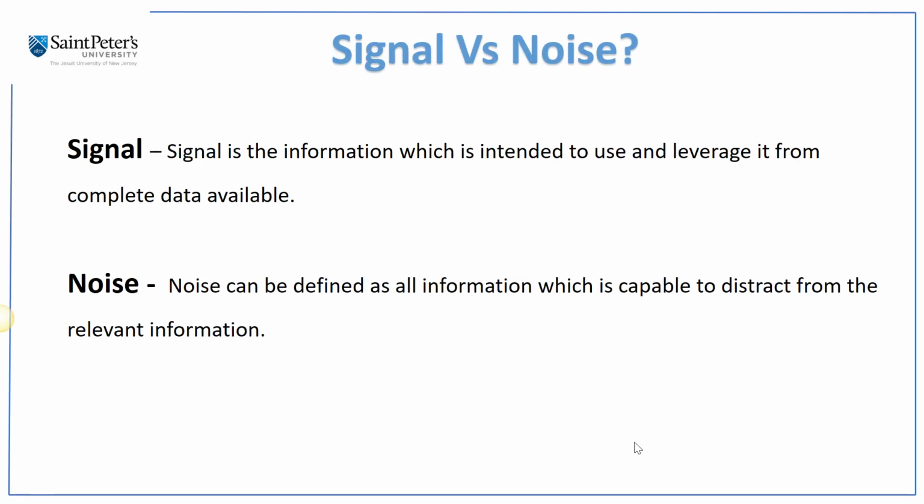Signal can be defined as the information which is intended to be used and leveraged from the complete data available. Noise can be defined as all information which is capable of distracting from the relevant information. For example, let's say you are working on a project where you have to study the performance of a particular product that was listed on your website, because you want to decide how much inventory to order or be prepared with in your warehouse for the upcoming quarter.